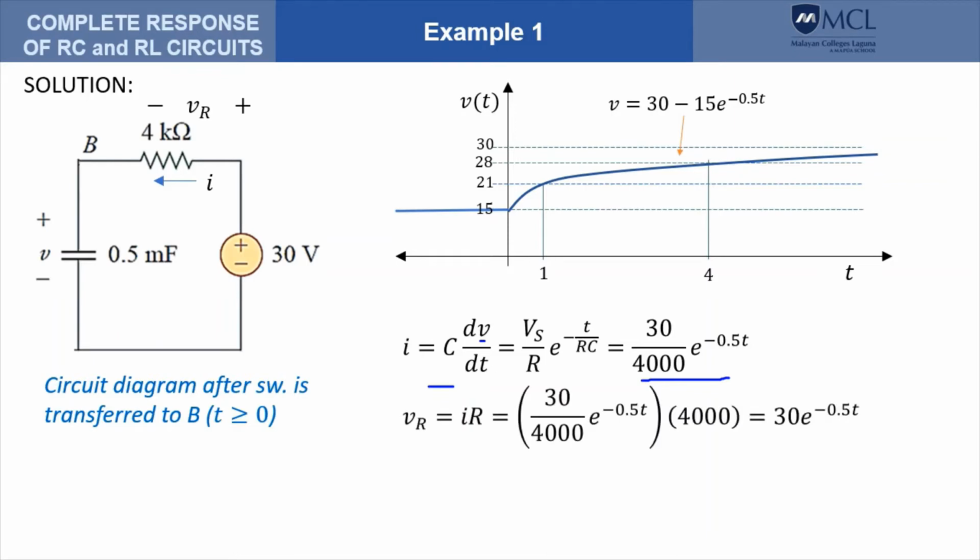From there, we can also compute for the voltage across the resistance using Ohm's law, and that should give us this answer. So the voltage across the resistance is a decaying voltage and will vanish over time.